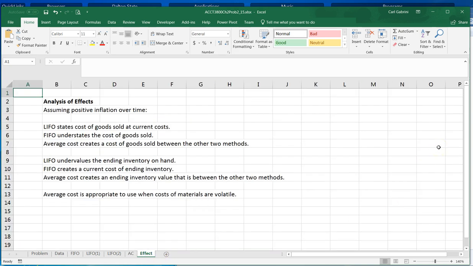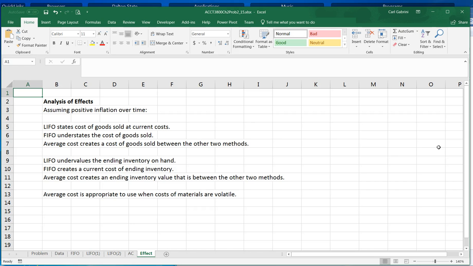Assuming positive inflation over time, the last in, first out method states cost of goods sold at current costs. First in, first out understates the cost of goods sold. The average cost creates a cost of goods sold that's between the other two methods. Now, why does FIFO understate the cost of goods sold? Because it's taking the older costs and matching them against the current sales. So if they bought something 6 months ago and sold it now, they're matching the cost from 6 months ago against the revenue that they collected or earned today. That's why it's considered understated.